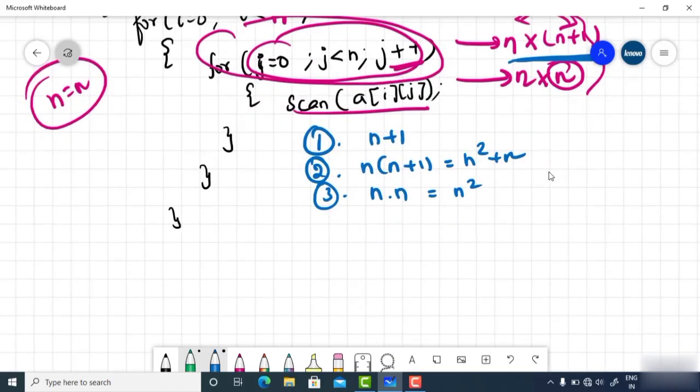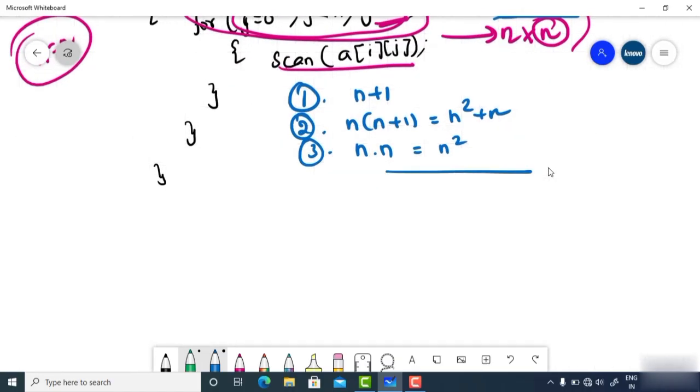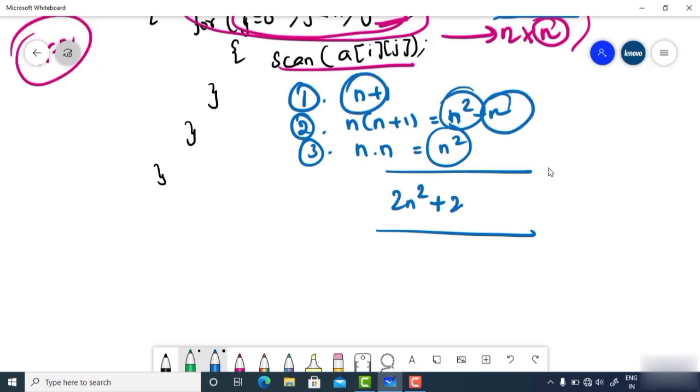So I am adding up all these. What I'll get here is 2n square plus 2n plus 1. So this is the total frequency count, 2n square plus 2n plus 1.